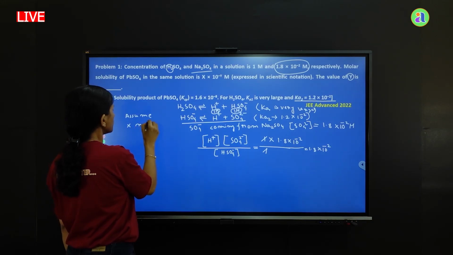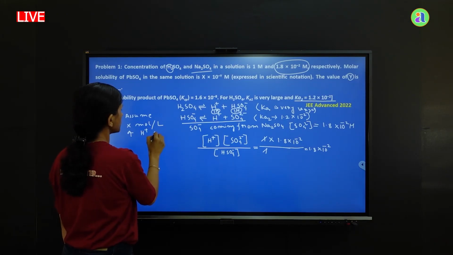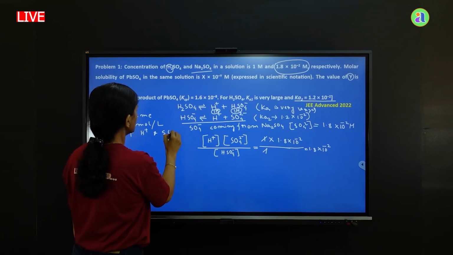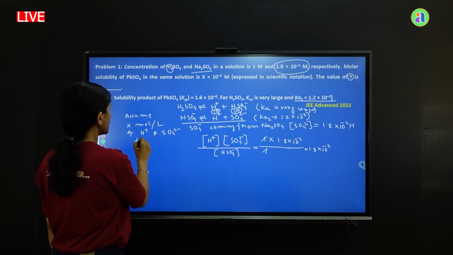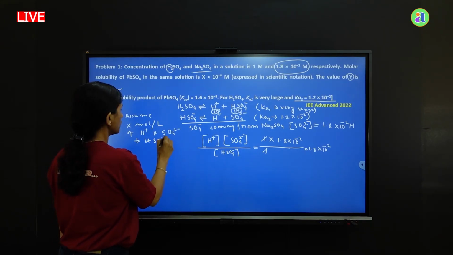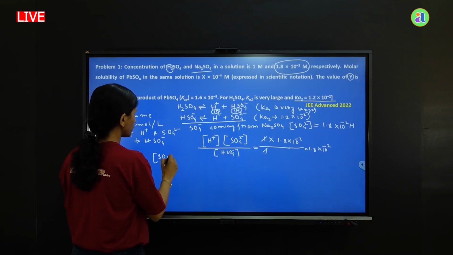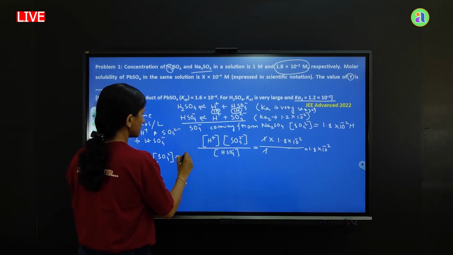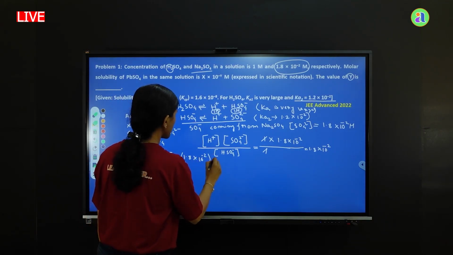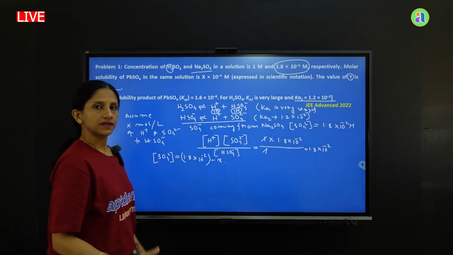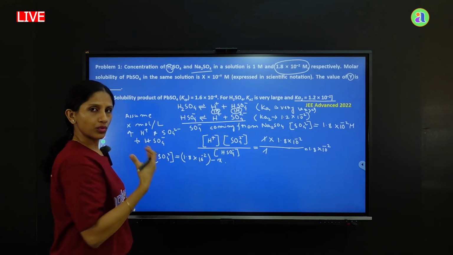Now if we assume that x mole per liter of both H plus and SO4 2 minus are combined together to form HSO4 minus, what we can write is that the concentration of SO4 2 minus in that case is 1.8 times 10 to the power minus 2 minus x, because it is associated, so they are acting as reactant and this is acting as product.